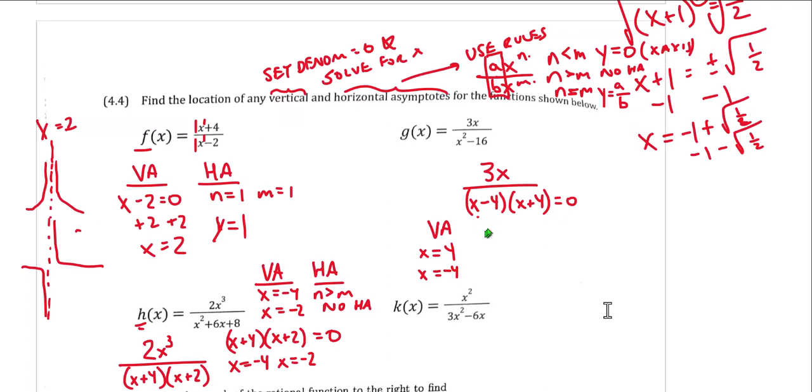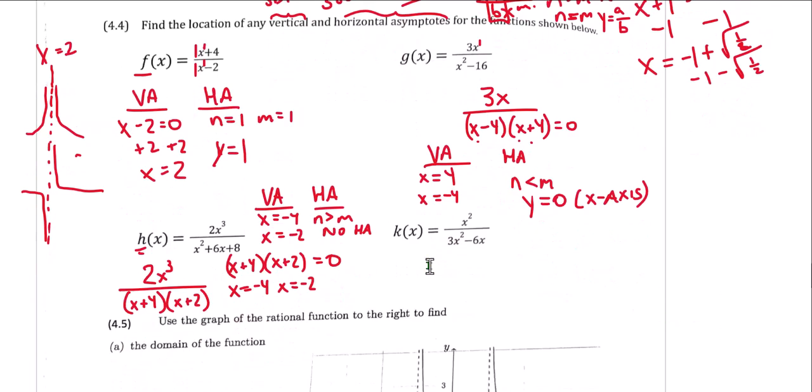4 minus 4 is 0. Negative 4 plus 4 is 0. So our vertical asymptotes will be at 4 and negative 4. In terms of the numerator and denominator degrees here for our horizontal asymptotes, our numerator degree is less than our denominator degree. Numerator is a degree of 1, denominator is a degree of 2, which means our horizontal asymptote is at y equals 0, which again is the x-axis.